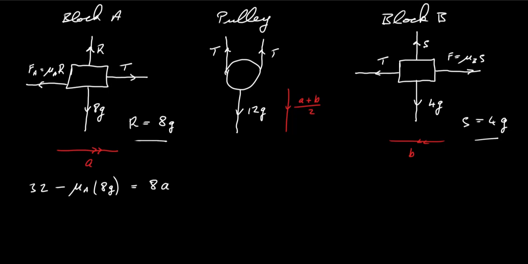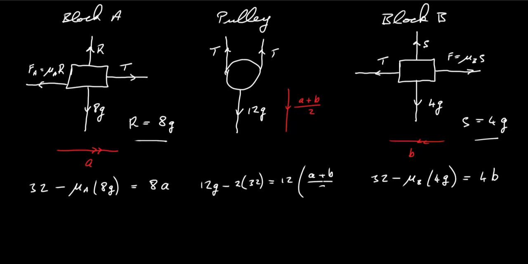On the right-hand side here, we have block B. It's moving to the left, so we can say the tension 32 minus the friction to the right, which is mu of B times S, and we know that S is just 4g, is equal to its mass, which is 4, times its acceleration, which is b. So let's do the pulley in the middle. It's moving down, so 12g minus the two tensions, which is twice 32, is equal to its mass, 12, times its acceleration, which is (a plus b) over 2.